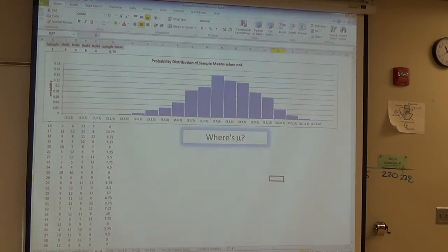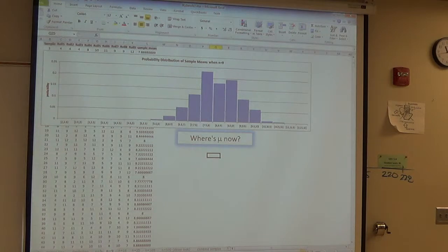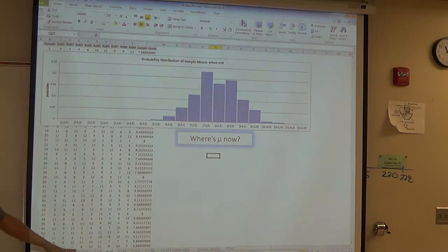Here's n equals 4. What's the difference? They're both bell curves. Both bell curves are sitting on top of the average. So what's the difference? Wider. Which one's wider? The 9.